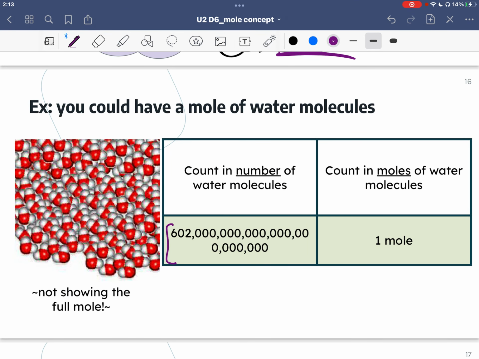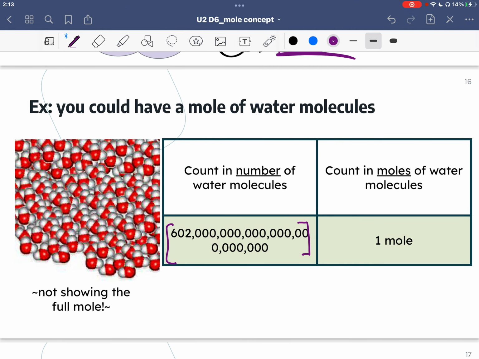For example, you could have a mole of water molecules. You would have 602 sextillion molecules. So if you picture, here's a couple molecules, and we're going to extend that to 602 sextillion. Instead of writing out this giant number, I can just call this a mole.